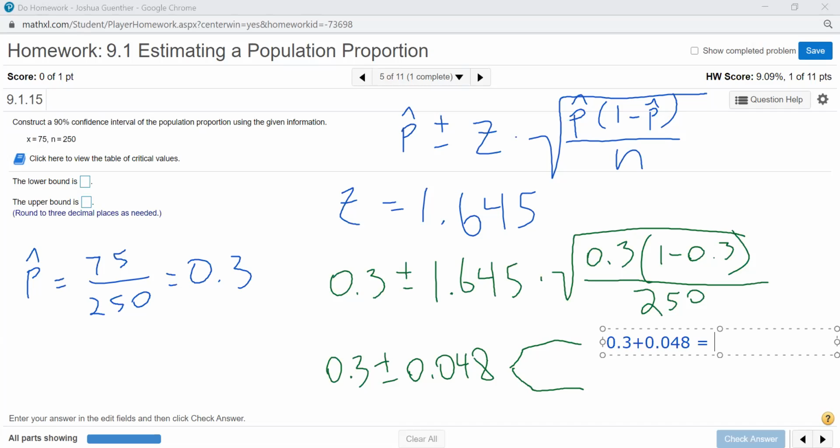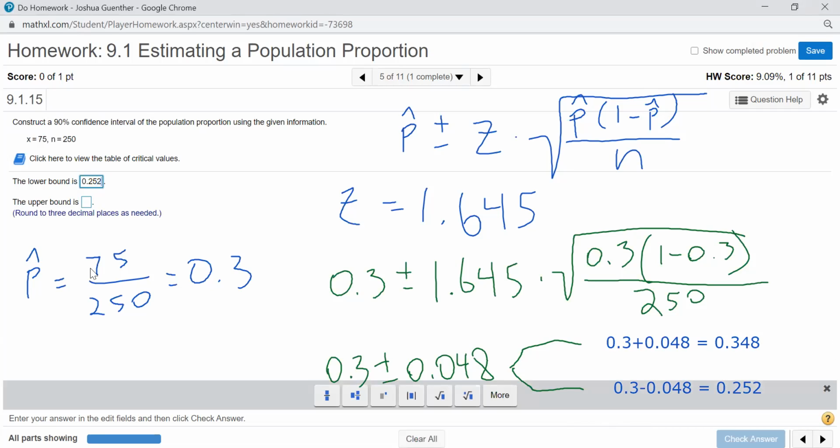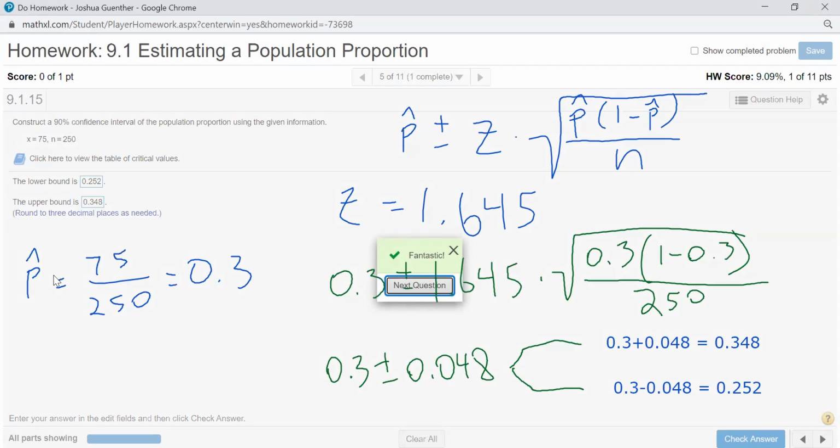We want 0.3 plus 0.048. That's going to be 0.348. That one's easy. 0.3 minus 0.048 is going to be 0.252. And there we go. Our lower bound is 0.252. Our upper bound is 0.348. And that works.